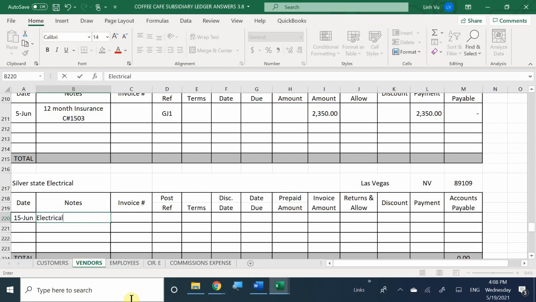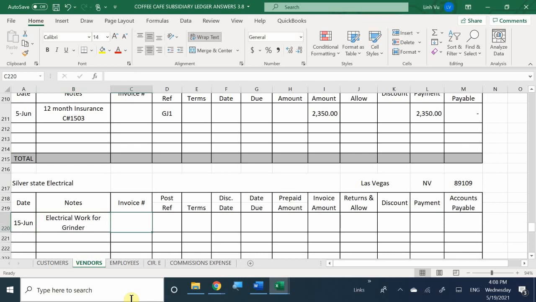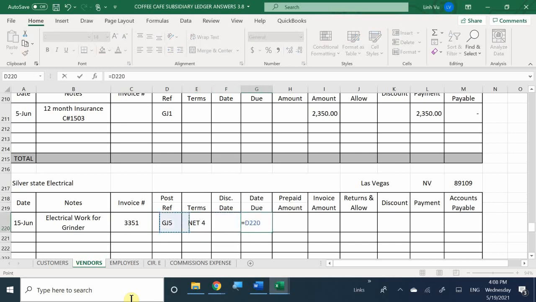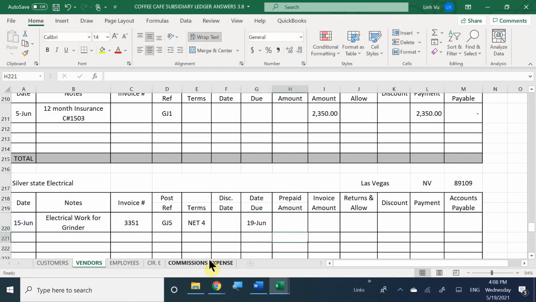Invoice 3351. We got net 4. So we don't have a discount date. Our due date, I put equal the 15 plus 4. It gave me 19. Good. We haven't prepaid any account. The invoice again is going to be 1,070.